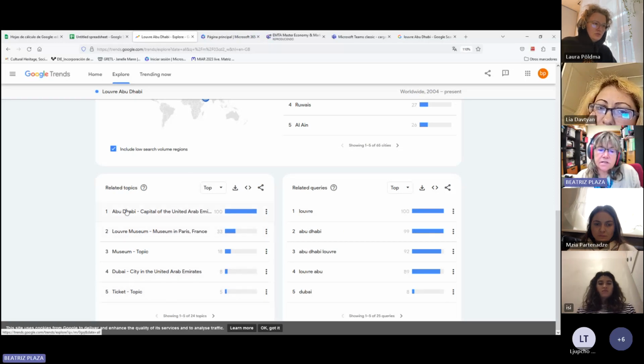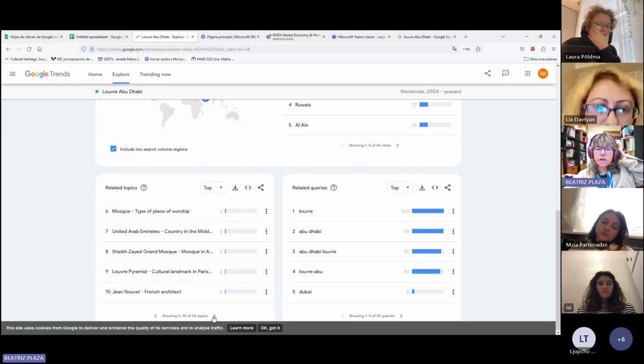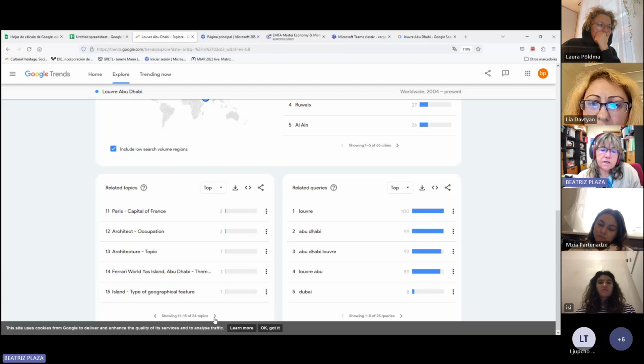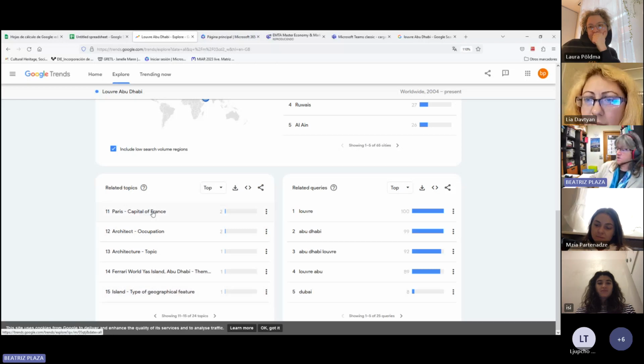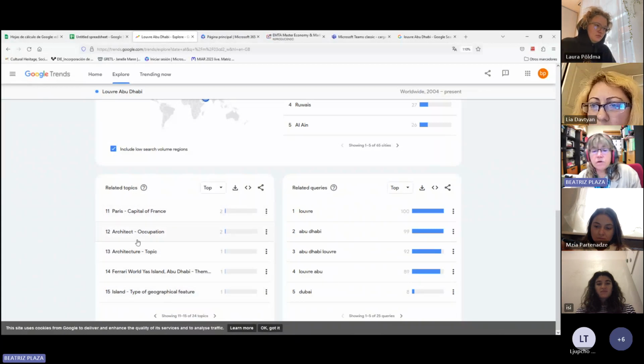Here we have the related topics, the city itself, the museum, the ticketing, okay? This is the building, Sheikh Zayed Grand Mosque, very close to Louvre Abu Dhabi. This is the architect, Jean Nouvel, that built the Louvre Abu Dhabi, okay? And obviously the connection with Paris, Louvre is located in Paris. So it makes sense that they Google also Paris because it is a branch of the Louvre.